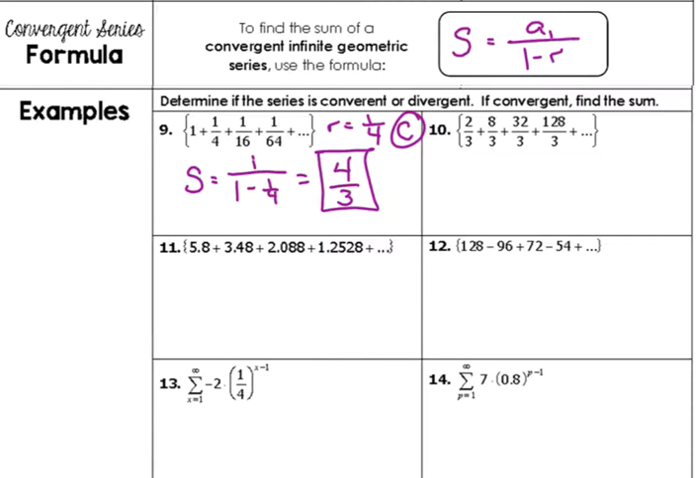All right, number 10. What is the common ratio for number 10? 2/3, 8/3, 32/3. R is 4. We multiply by 4 every time. The numerators are increasing by a factor of 4, and the denominator stays the same, so we're multiplying by 4 every time. Ratio is greater than 1, so that diverges, so we don't have to find the infinite sum.